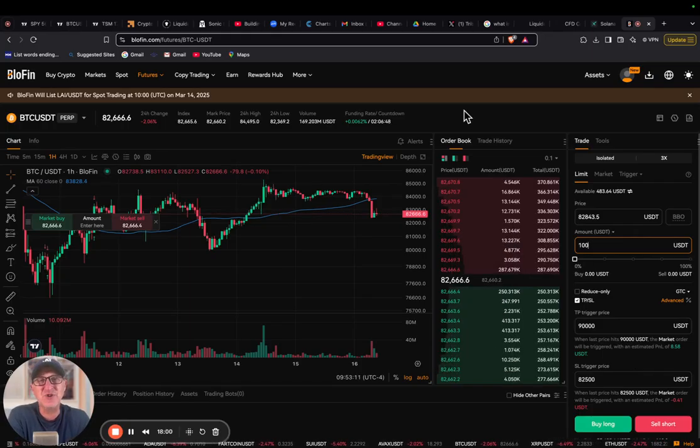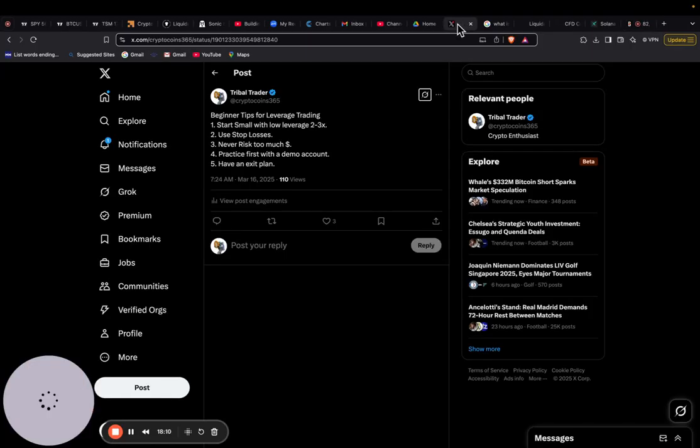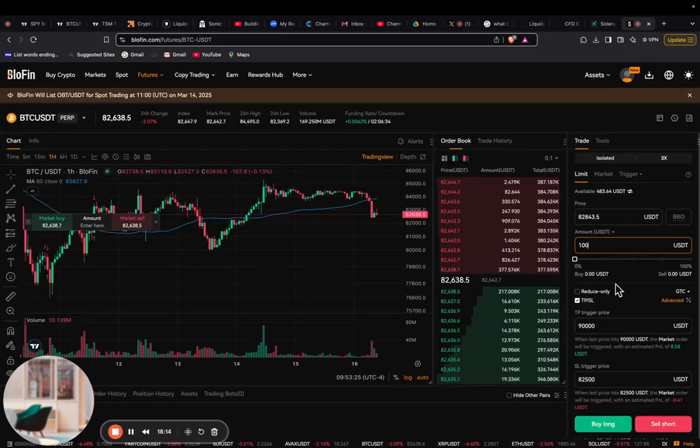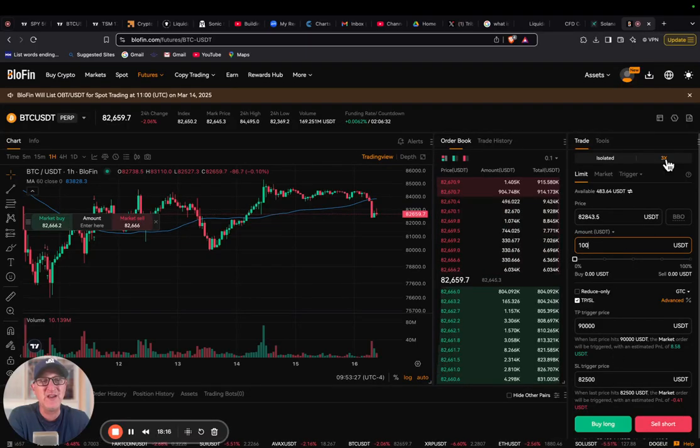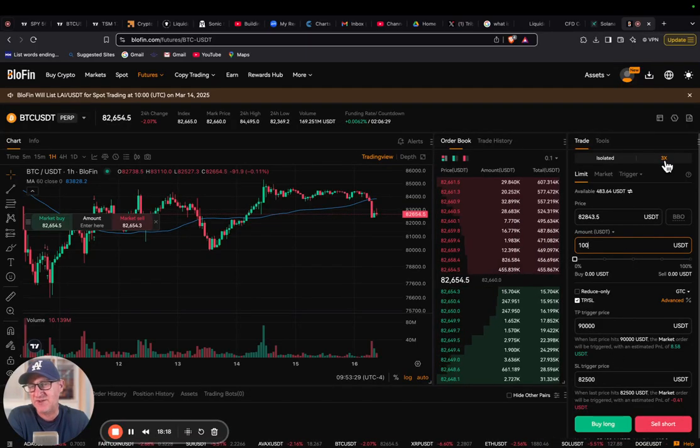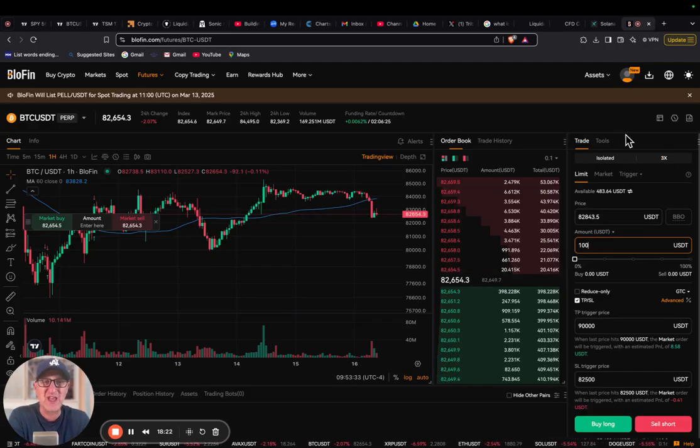Okay, so set your stop losses. Number 2, and that's how you set your stop loss. And then, of course, number 3 is never risk too much capital. We've kind of already talked about that. The most we're risking here is $33 at 3x on a $100 trade. Okay, so that's the most capital that I'm risking on this trade.